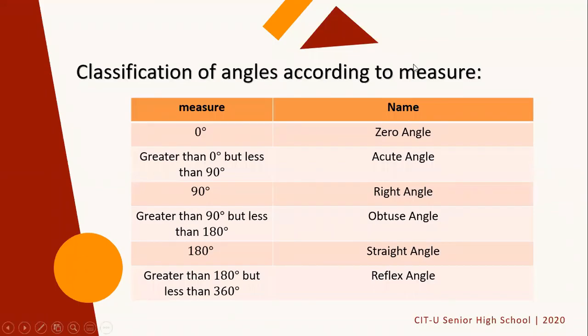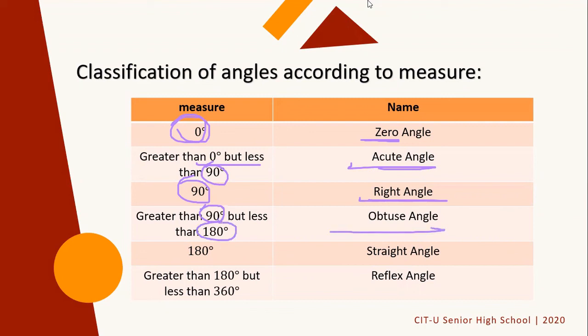To summarize, these are the classifications of angles according to measure. If it's exactly 0 degrees, it's a 0 angle. If it's greater than 0 but less than 90, that's an acute angle. If it's exactly 90 degrees, right angle. Greater than 90 but less than 180, obtuse angle. If it's 180 degrees, it's a straight angle. And if it's greater than 180 but less than 360 degrees, it's a reflex angle.